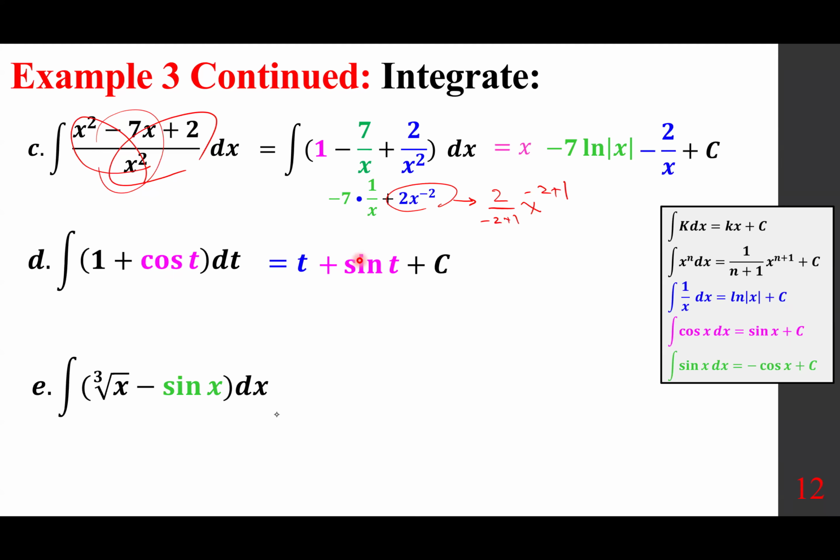What about the integral of (cube root of x minus sine x) dx? To get this one ready, we are going to rewrite it as x to the power of 1/3. And now we can use the power rule on this. 1 over (1/3 plus 1), x to the power of 1/3 plus 1. Minus sine: the derivative is positive cosine, but the integral is negative cosine. So minus negative cosine x plus a constant, or you may say the integral of negative sine is positive cosine.